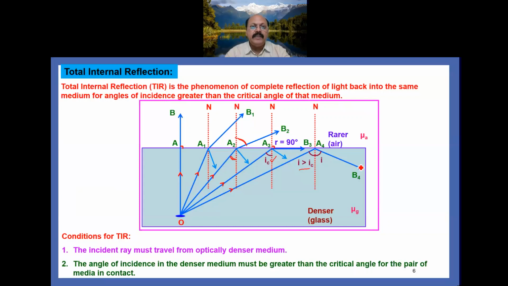Now there are two essential conditions of total internal reflection. The first one is the incident ray must travel from optically denser medium, as you have seen. And the second condition is that the angle of incidence in the denser medium must be greater than the critical angle for the pair of media in contact. So these are the two essential conditions for total internal reflection.